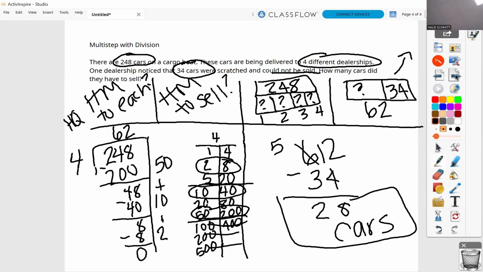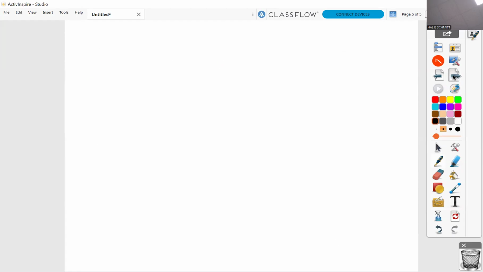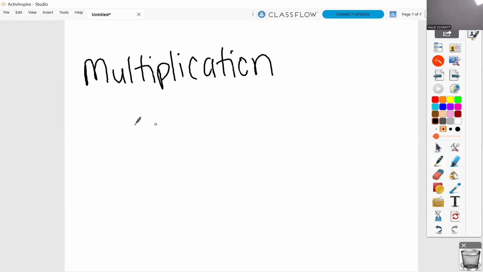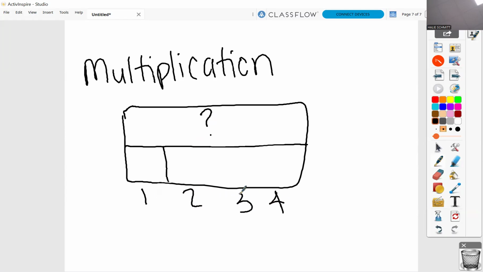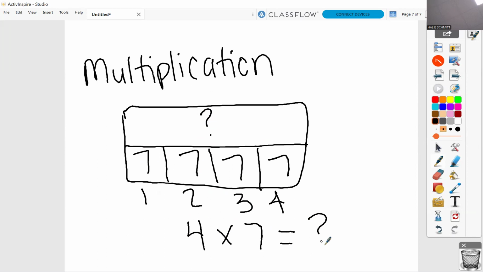So, okay, remember, if we are looking at multiplication, we are going to have the parts, but not the total. So we'll have a question mark for the total, but we'll have the different parts. So this would be 4 groups of 7. 4 groups of 7 is equal to some number. That's what this picture is saying.